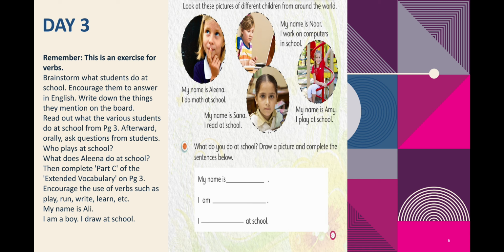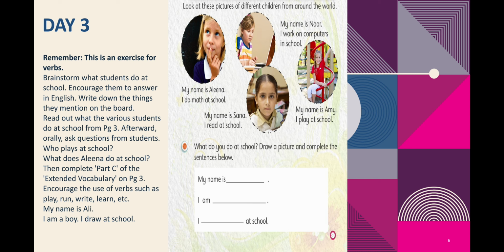Day 3. Now today is the exercise for verbs. And what are you going to do? You're going to brainstorm with the students. What do they do at school? Everybody should tell you one thing, like we read, we write, we draw, we sing, we listen to stories, we play, we talk, we color, anything that they say. Encourage them to answer in English. Write down the things they mention on the board.